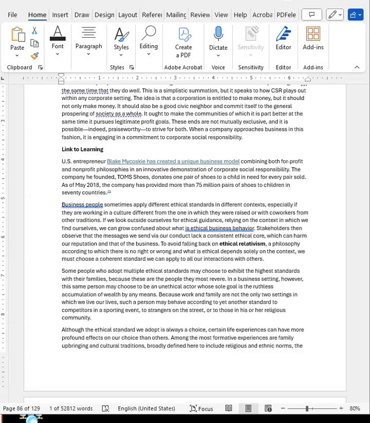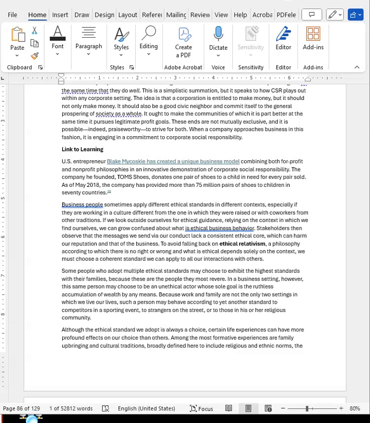It should also be a good civic neighbor and commit itself to the general prospering of society as a whole. It ought to make the communities of which it is part better at the same time it pursues legitimate profit goals. These ends are not mutually exclusive, and it is possible, indeed, praiseworthy, to strive for both. When a company approaches business in this fashion, it is engaging in a commitment to corporate social responsibility.